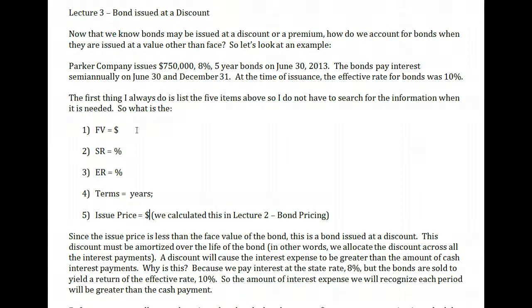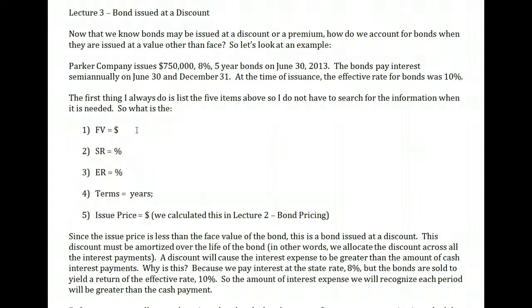Now that we know bonds may be issued at a discount or premium, how do we account for bonds when they are issued at a value other than face? Now remember, in video 1 we looked at a bond where the stated rate and the effective rate were equal. In that case, the bond is issued at the face value. But if the stated rate and the effective rate do not equal, they're not the same rate, then we issue it at a discount or a premium.